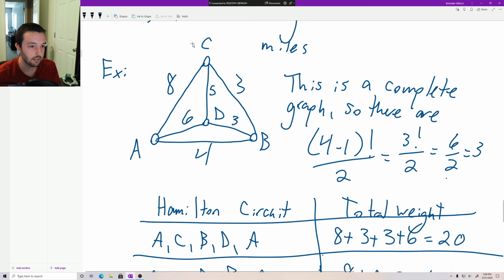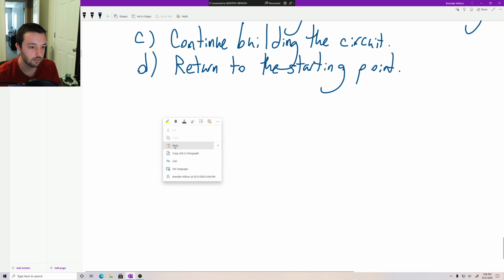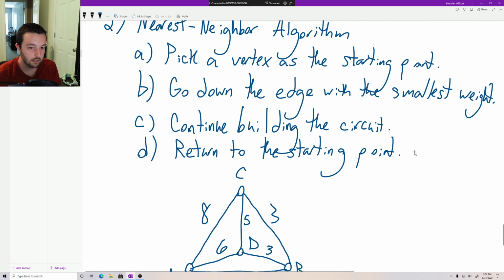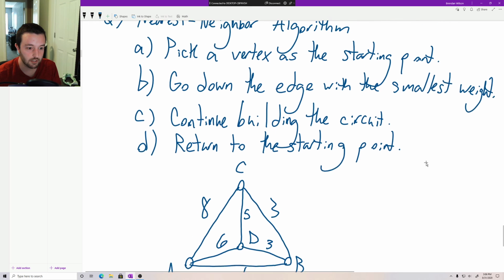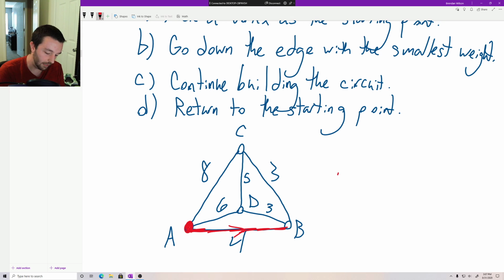Let me just copy and paste it. Okay. So we want to pick a vertex as a starting point. I like to use A. Okay. So we'll start at A here. Now we want to go down the shortest path, which is from A to B. Okay. So we did A to B.